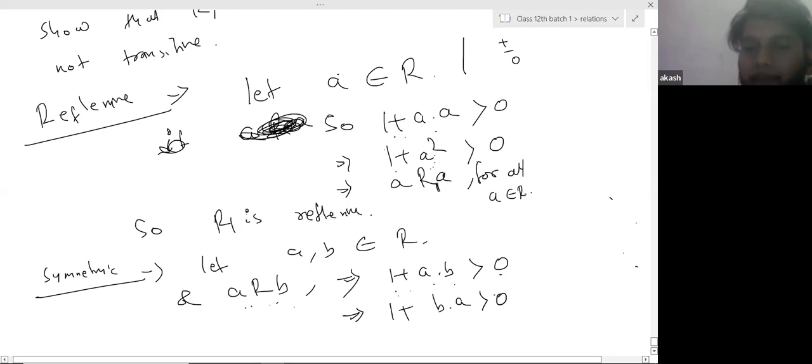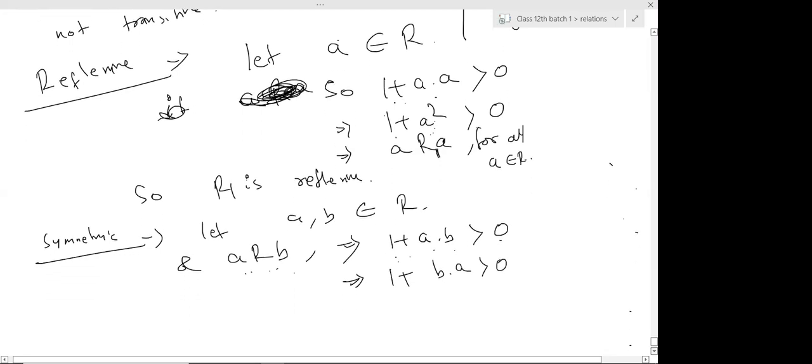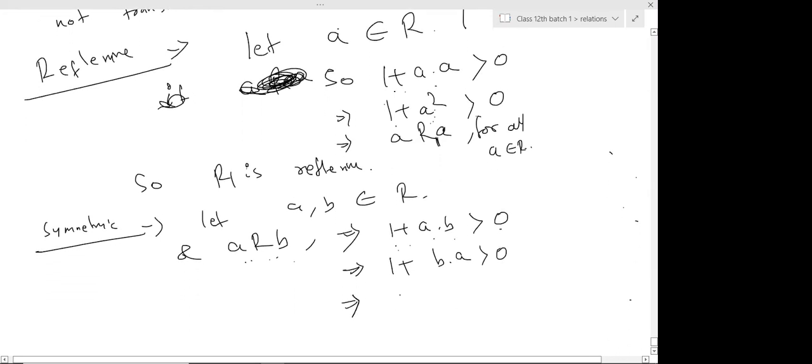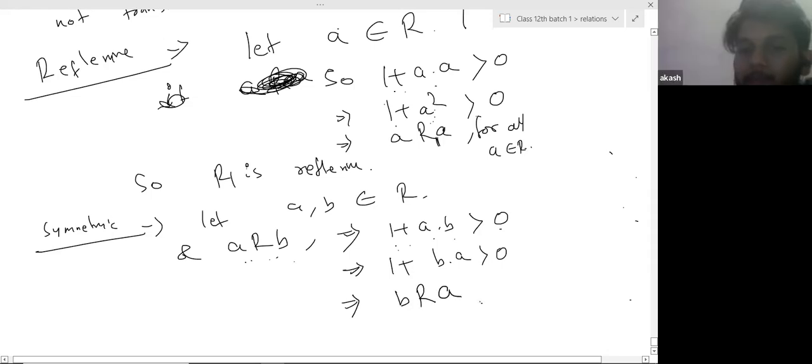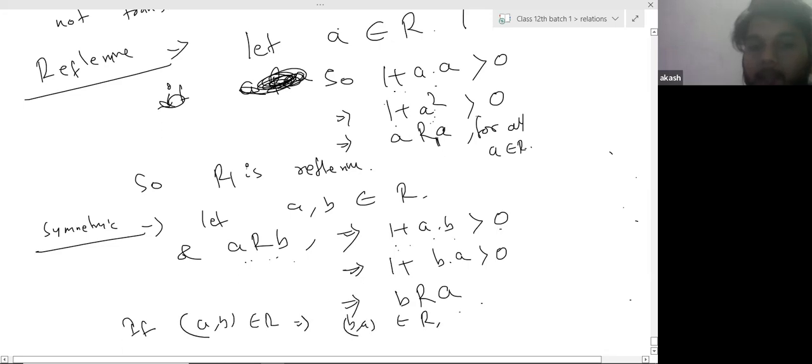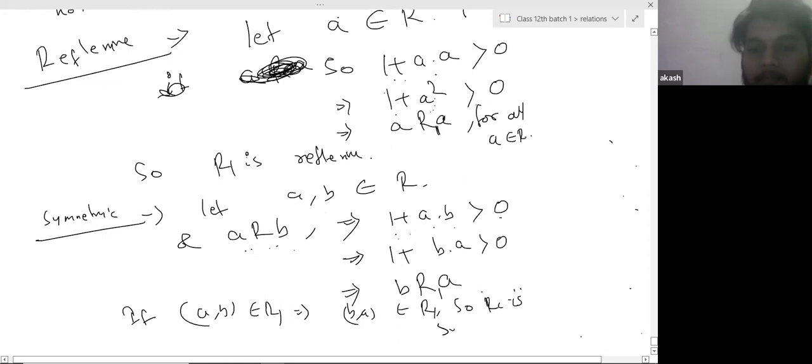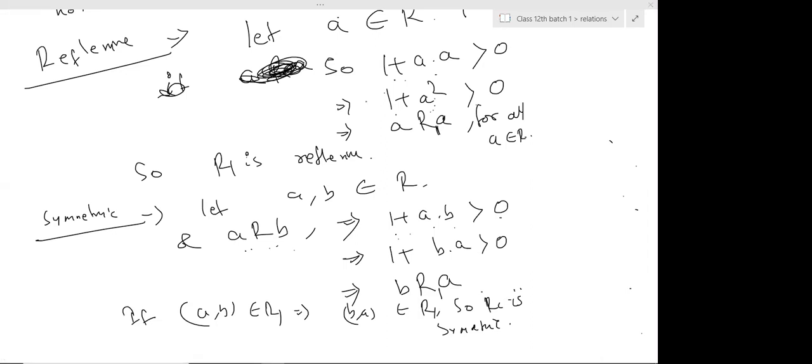Any problems, anyone? No, sir. So we can say B is related to A. This means if A comma B belongs to R, this implies B comma A also belongs to R. So R1, this is all R1. So R1 is symmetric. Everyone is clear about this? Yes, sir. Note it down. Then we'll see transitive.